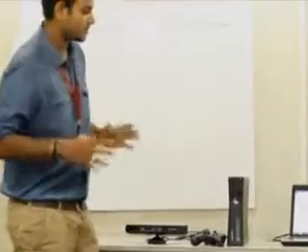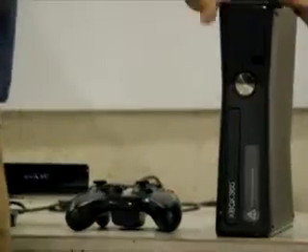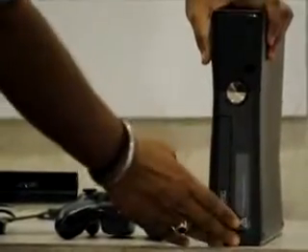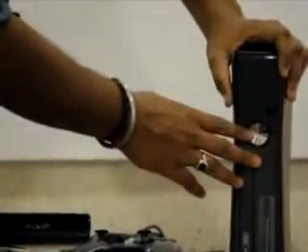Let's first discuss what exactly the Xbox 360 console is all about. This is the Xbox 360 console. If you look at the front surface, there are different ports given for connection types, specifically 2 ports here. This button is for ejecting those cables when you plug in. This is the main power button.